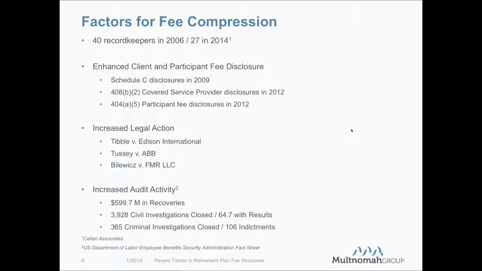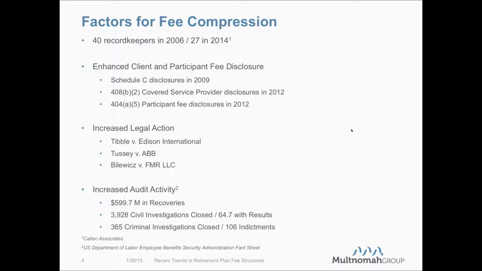Maybe the first and most important is that we've seen a significant reduction in the number of defined contribution record keepers and service providers. Callan Associates report had 40 such record keepers on a national basis back in 2006, and that had declined to 27 by 2014.